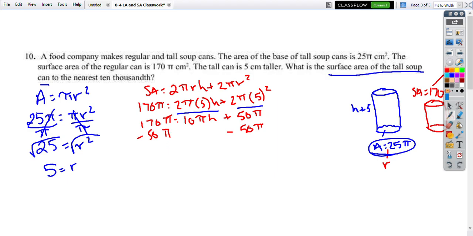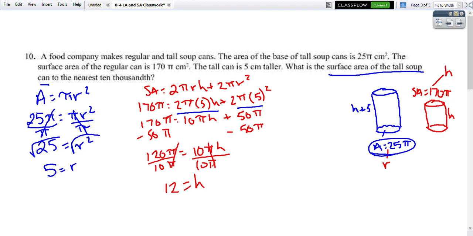All right. So this is 10 pi h on the right, and then 120 pi on the left. And then I'm going to divide by 10 pi. Pi's are going to cancel here. And I get 12 equals h. So if this was 12, that means this is now 17.